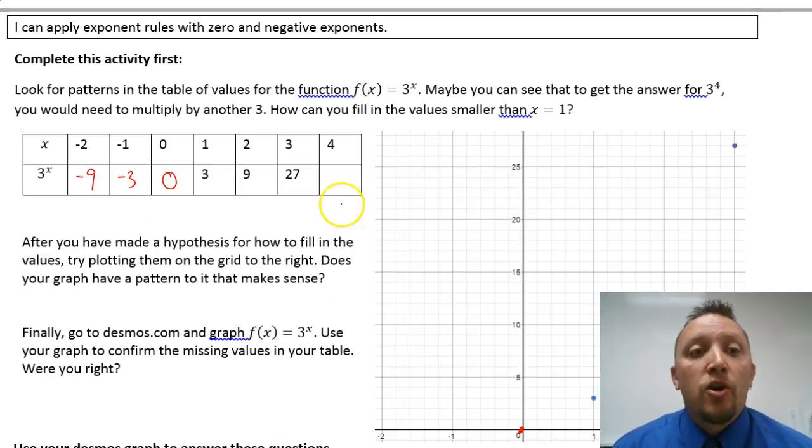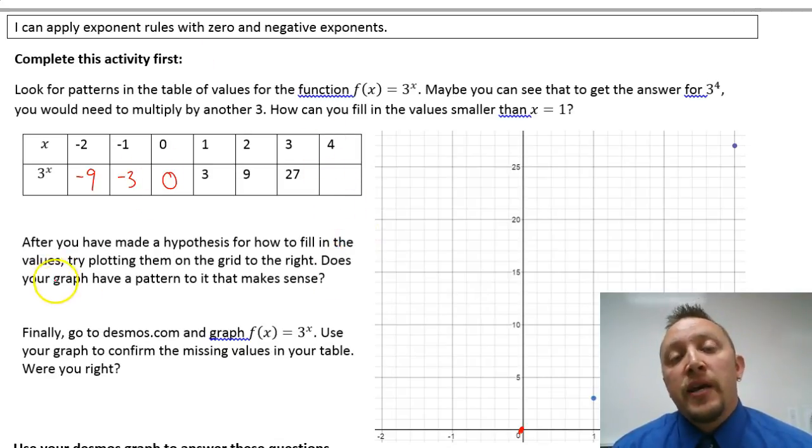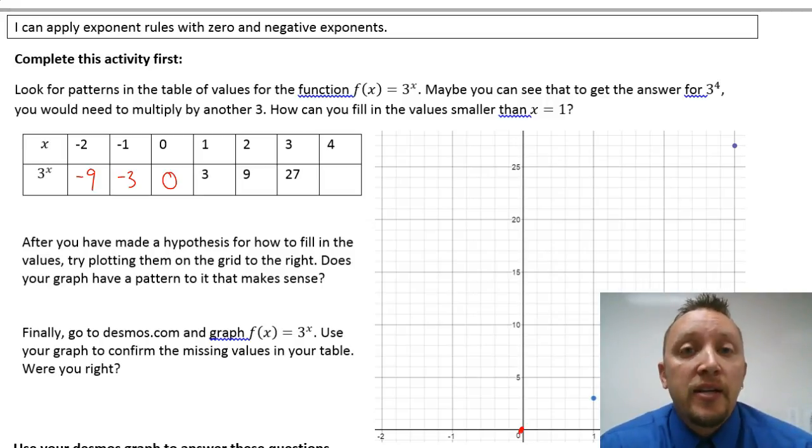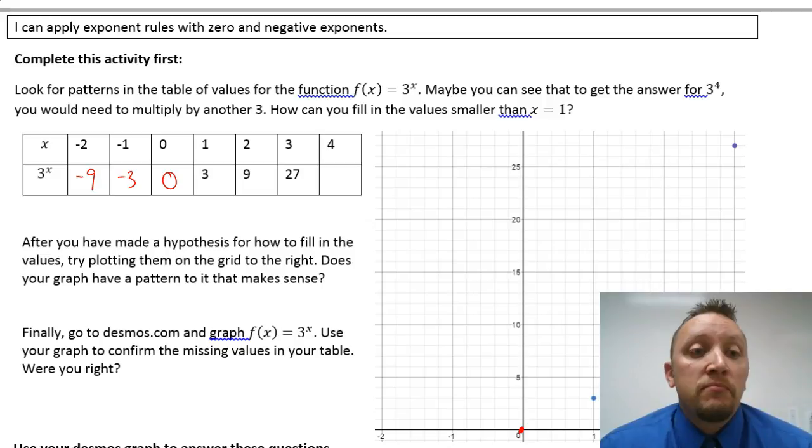Okay. So maybe you came up with some values like I came up with in this table. So maybe you just assumed that if you had a negative exponent, well, maybe that means that your base, that bottom number, would be negative. And since we know that when x was 1, y was 3, and when x was 2, y was 9, well, maybe that just means they're negative numbers.